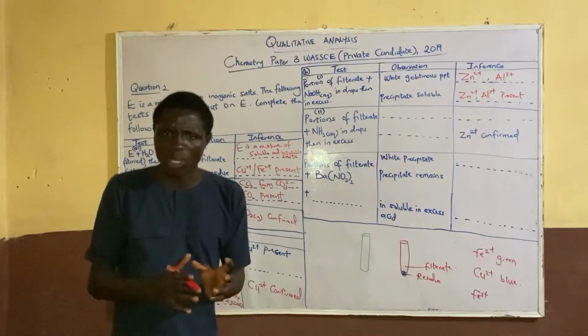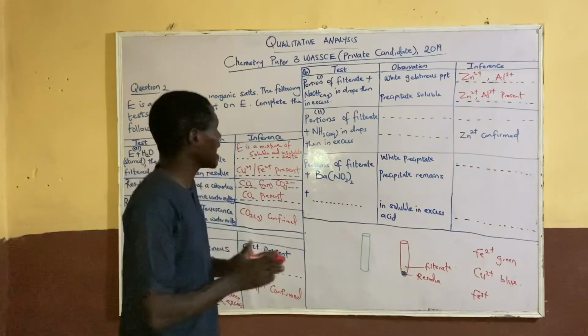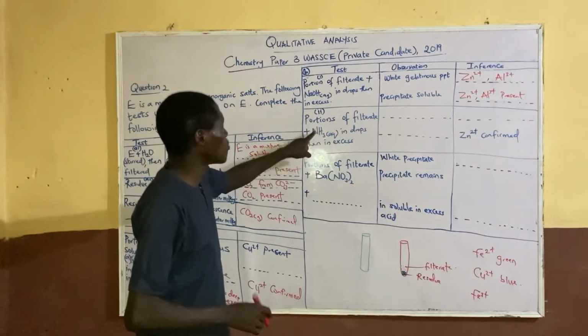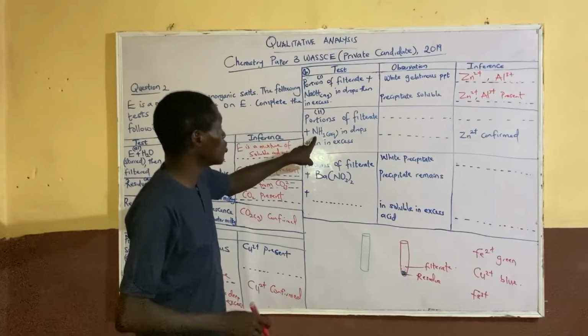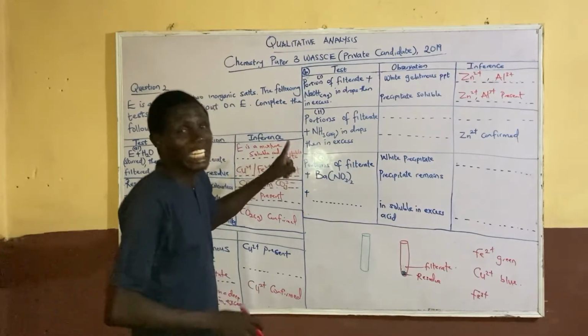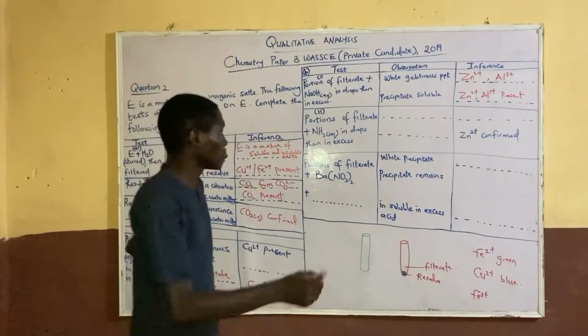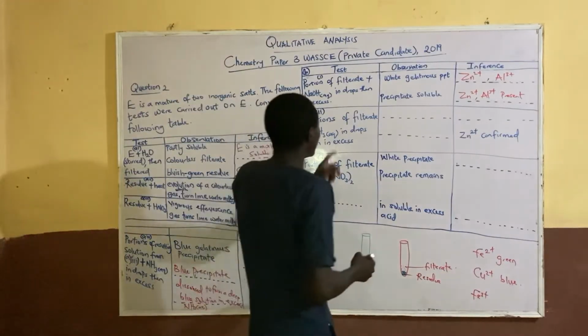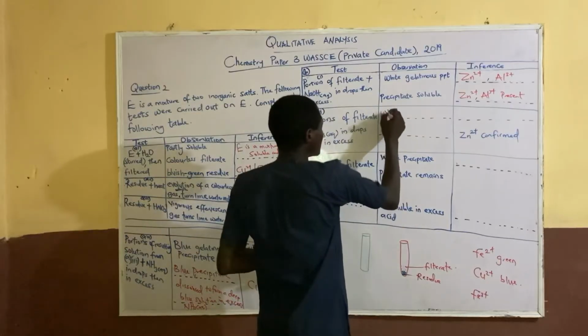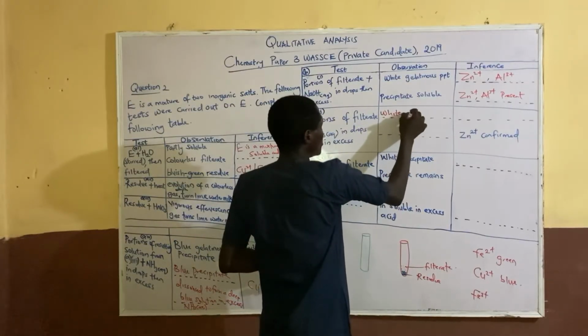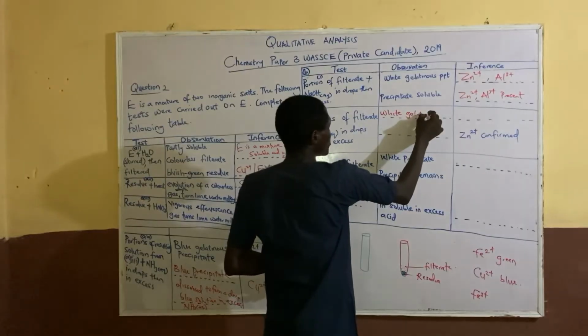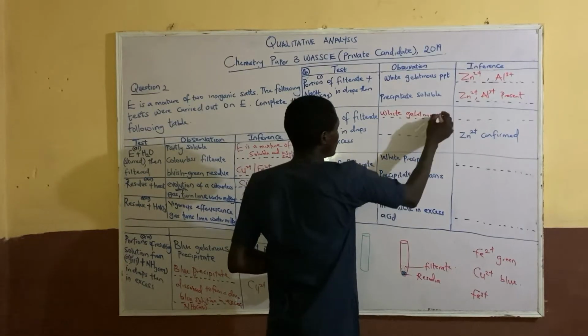What are we going to observe under that? Portion of the filtrate plus aqueous ammonia in drops, then in excess. What we are going to observe is that there is going to be also a white gelatinous precipitate.